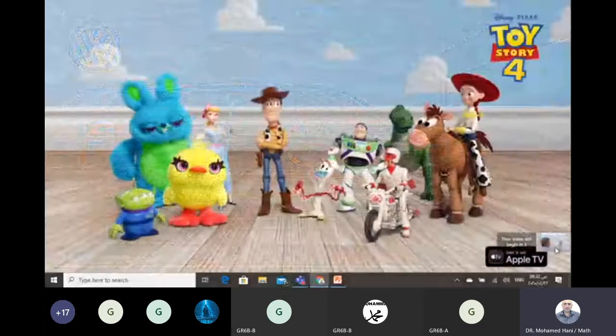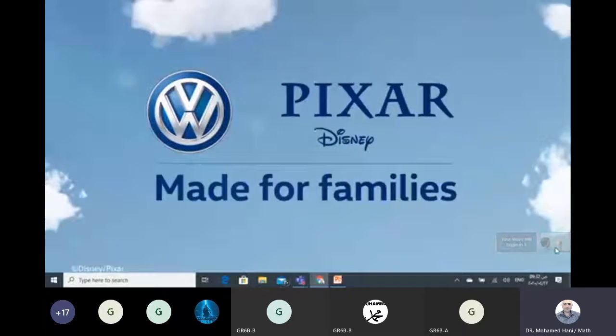Volkswagen. السلام عليكم مستر هاني، أنا محمد سعيد. Stay tuned.